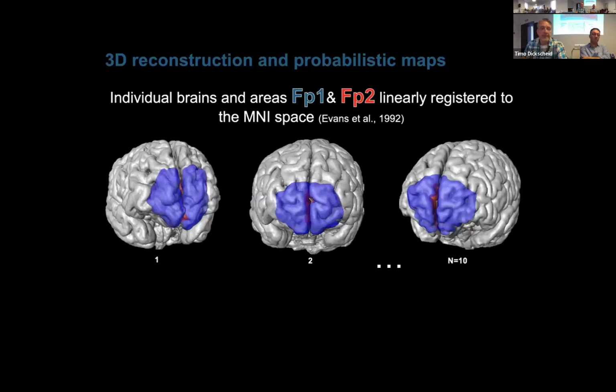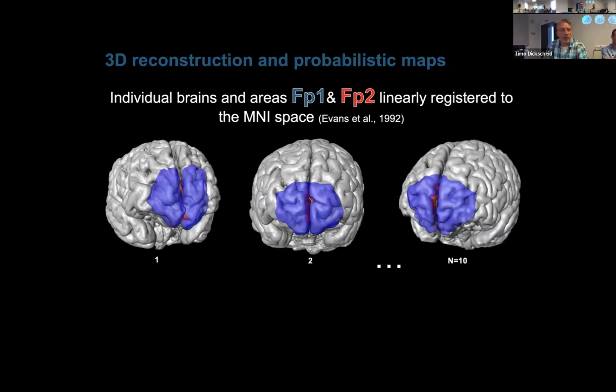And since there's a lot of variability in the human brain, we do this not only in one brain, we do it in 10 brains. So all maps we will see later on are based on a set of 10 individual brains. In those brains, a series of sections were analyzed and the borders were detected in all brains.